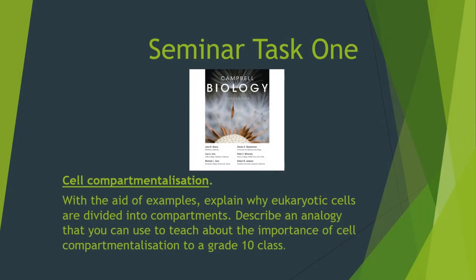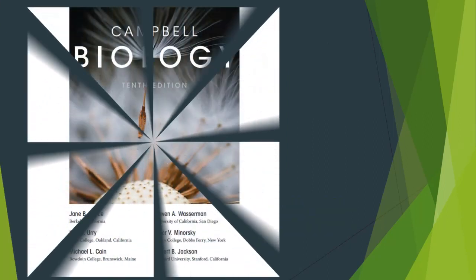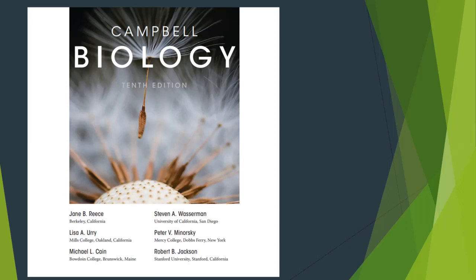What you need to do is, with the aid of examples, in other words, examples about cell compartments, explain why eukaryotic cells are divided into compartments. And then think of an analogy you could use with grade 10 learners. The textbook is Campbell Biology 10th edition.